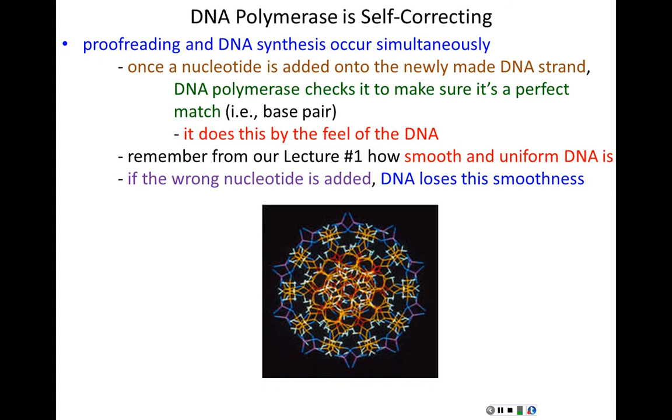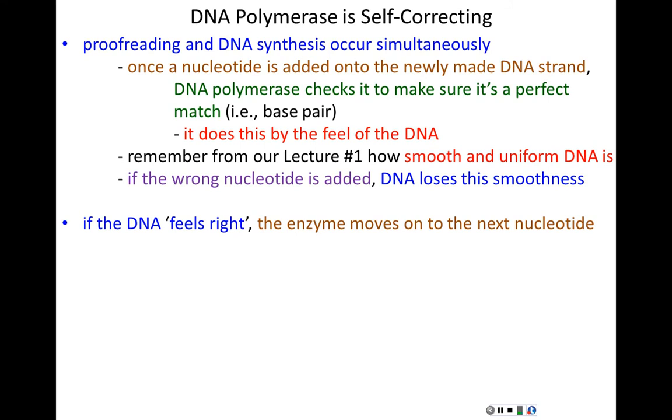So it's as though you are closing your eyes and feeling along the edge of a smooth surface, feeling for any deformities. And as soon as you feel a little bump, you know something is there that shouldn't be. If the DNA feels right, if it remains smooth, DNA polymerase knows that it put the right nucleotide in and it moves on and continues synthesizing DNA. However, if the DNA feels wrong, if it's distorted, if that smoothness is lost, DNA polymerase knows that an error has been made, that the wrong nucleotide has been added.